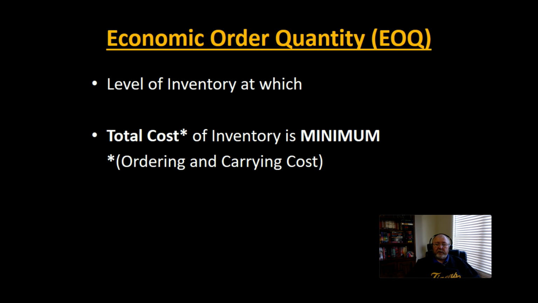So if we're going to focus on economic order quantity, it helps to know what we mean by that. The economic order quantity is the level of inventory at which the total cost of inventory is the smallest it's going to be. And when we say total cost of inventory, what we normally acknowledge is that there are two main sorts of cost associated with inventory. One is what's called ordering cost. The other is what's called carrying cost. So ordering cost plus carrying cost is equal to total cost. We want to minimize that total cost.